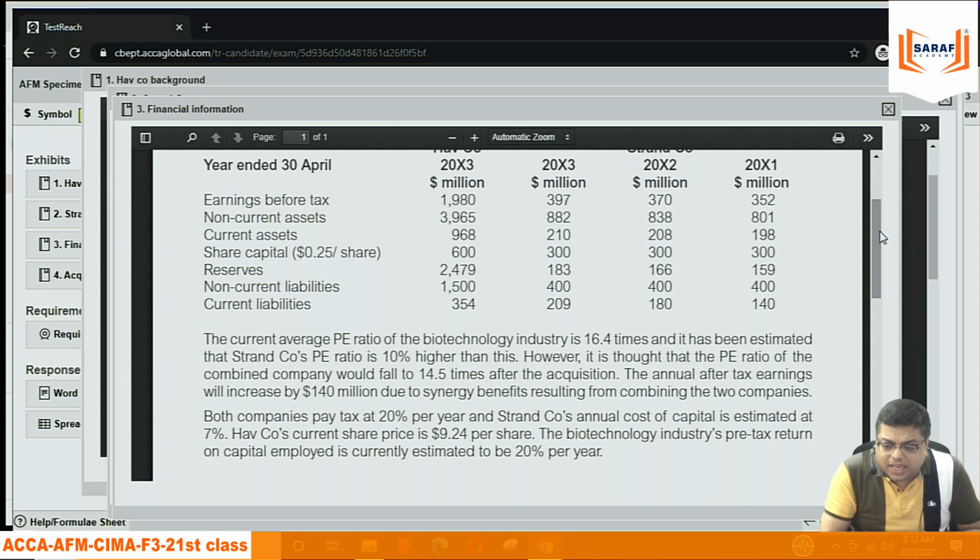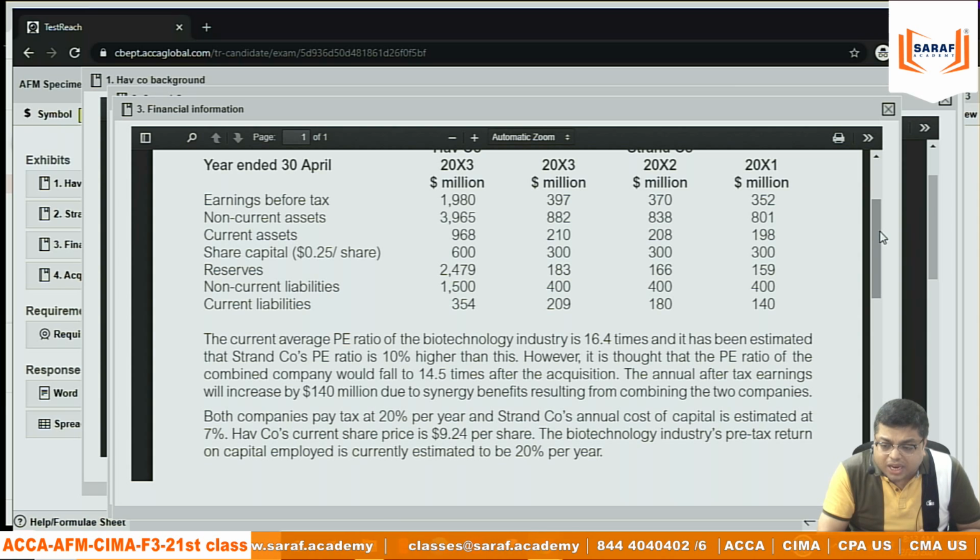The current average P/E ratio of the biotechnology industry is 16.4 times. And it has been estimated that S company's P/E ratio is 10% higher than this. The P/E ratio of the industry is 16.4 times. But S company's P/E ratio is 16.4 into 1.1 into 1.1, which is around 18, I think. Whatever. However, it is thought that the P/E ratio of the combined company would fall to 14.5 times after the acquisition. But the combined company's P/E ratio will be less than the industry average, less than 16.4.